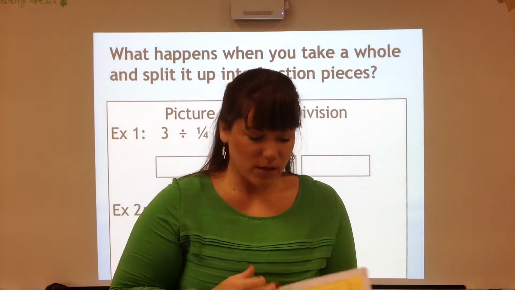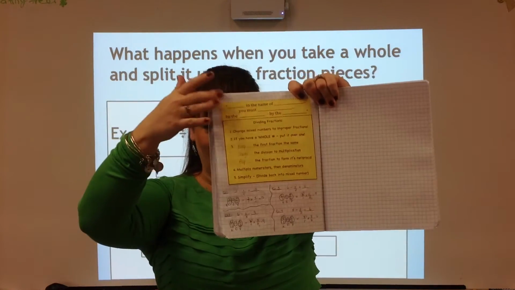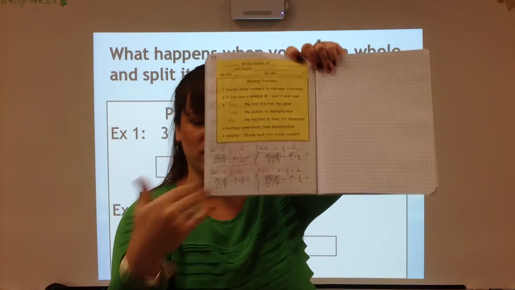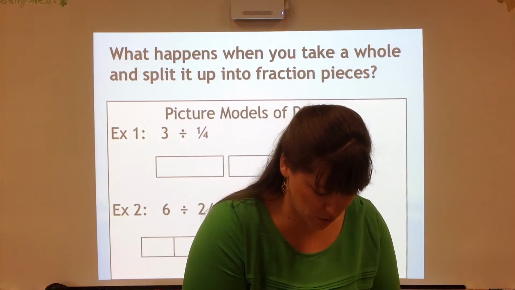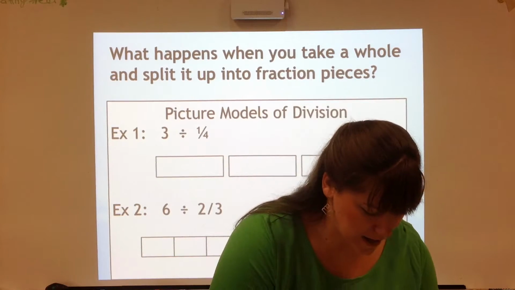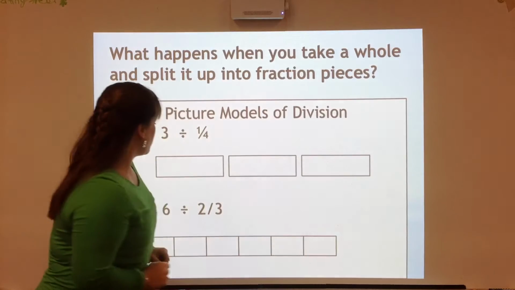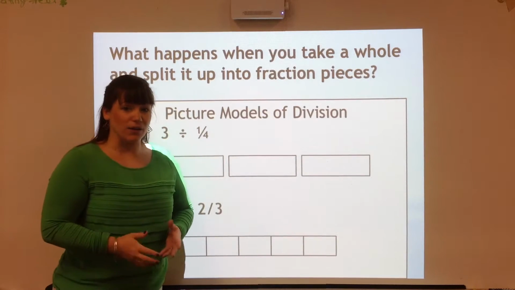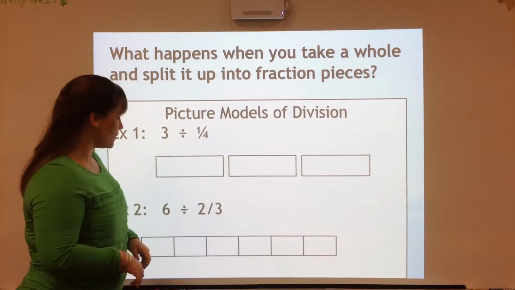49 is going to be a lot simpler. You're just going to trim down that yellow section and put it at the top of your page so you have room for examples on the bottom. You can get ready for those by trimming and putting them in your notebook first, if you like to do that. And we're going to start with the picture model of what's happening when we actually divide with fractions.